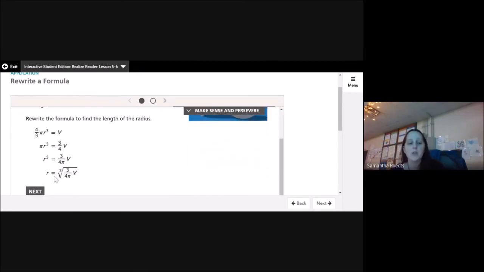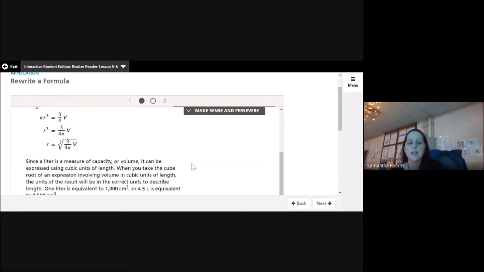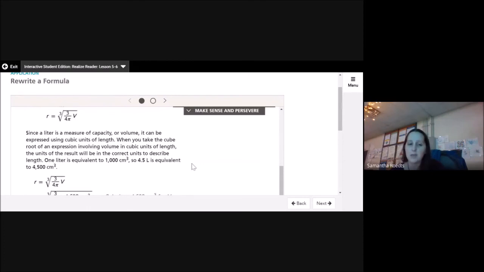So I get r equals the cube root of 3/4 pi v. Since a liter is a measure of capacity or volume, it can be expressed using cubic units of length. When you take the cube root of an expression involving volume in cubic units of length, the units of the result will be the correct units to describe length.